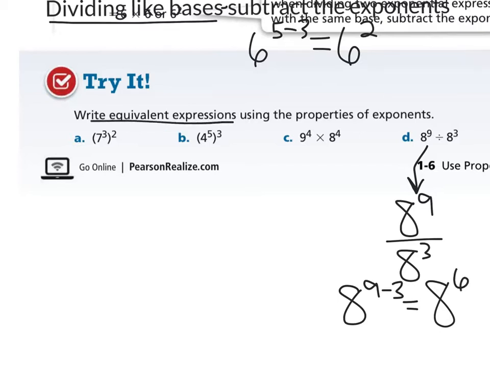And it says write equivalent expression, so we can actually just leave it as 8 to the 6th power.